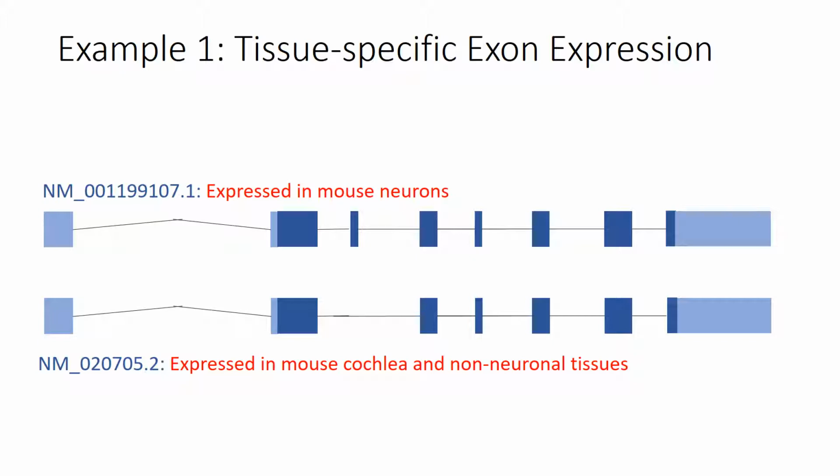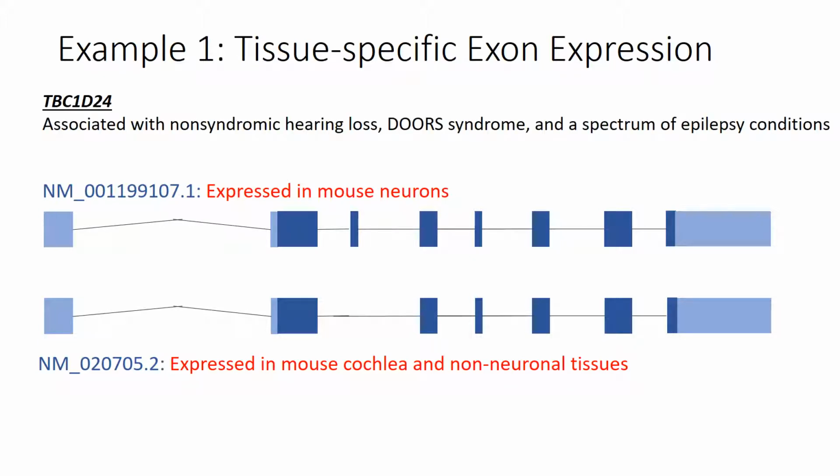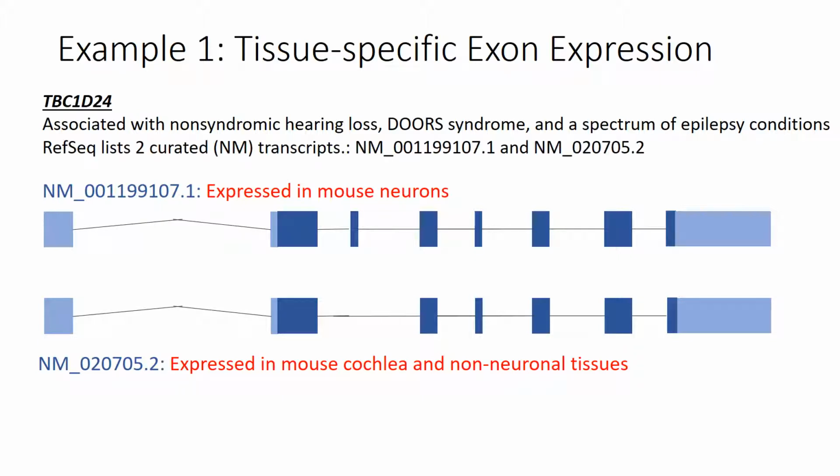This is an example from the hearing loss domain that supports the idea of the need for transcript curation. TBC1D24 is a gene that is associated with non-syndromic hearing loss, DOORS syndrome, which is a syndrome characterized by deafness, nail abnormalities, bone abnormalities, and seizures, and a spectrum of epilepsy conditions. As you can see, RefSeq, a transcript annotation body which we will talk about shortly, lists 2 curated transcripts for this gene. The top one is expressed in mouse neurons and contains an extra exon 3. The bottom one is expressed in mouse cochlea and non-neuronal tissues.